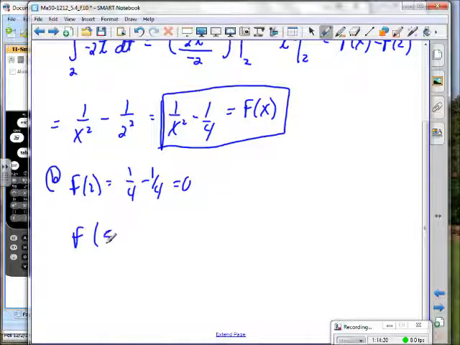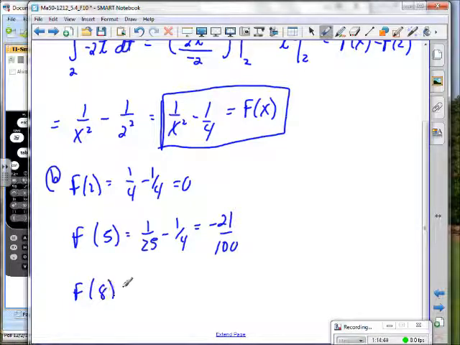F of 5 would be 1/25 minus 1/4, which is negative 21/100ths. And f of 8, 1/64 minus 1/4, which would be negative 15/64. Okay.